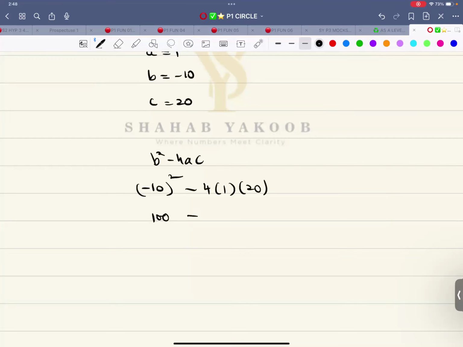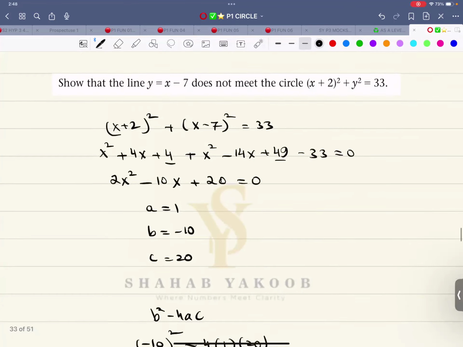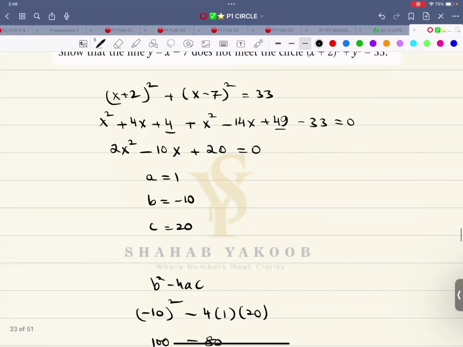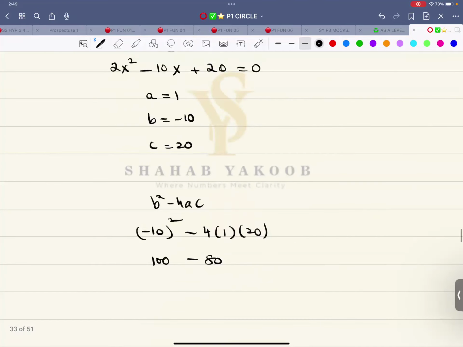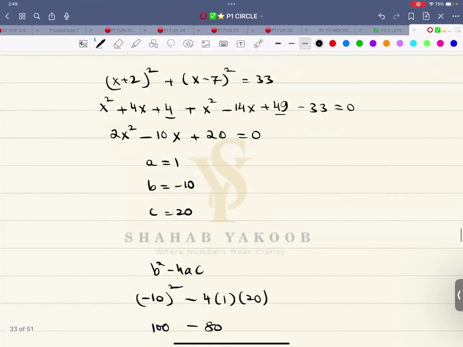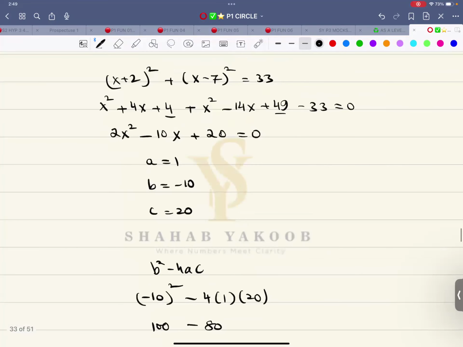100 minus 80. How come this is giving me a positive value? Maybe I've done something wrong. So now 4 minus 14 is negative 10. 4 plus 49 is this thing, minus 33. That is 20. Yeah. Minus 10 whole square minus 4 into 1 into this. Okay, people, just have a good look. What's the mistake that I have made?